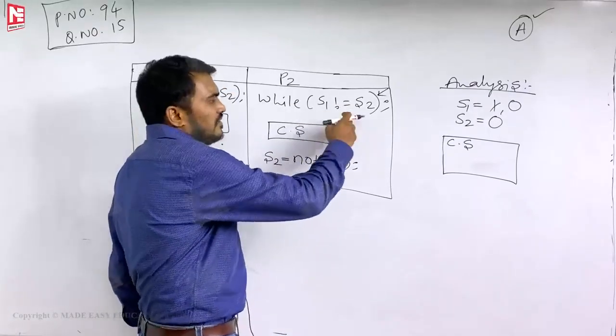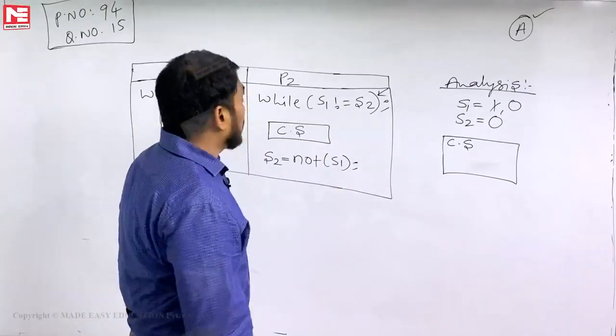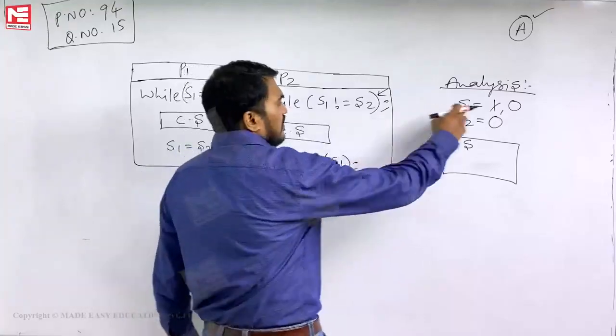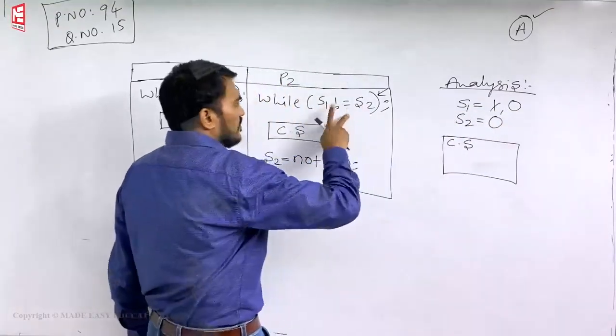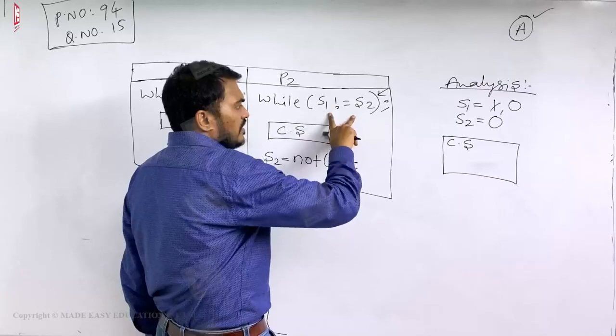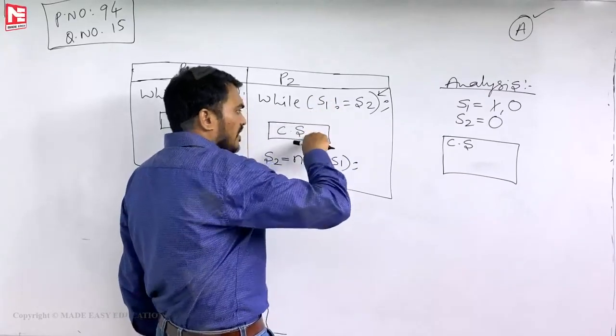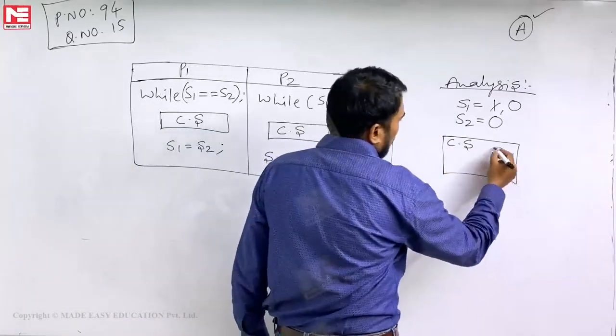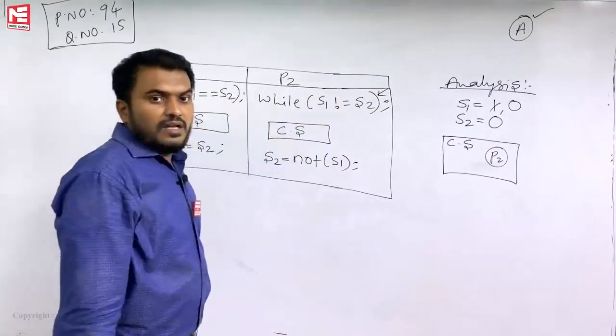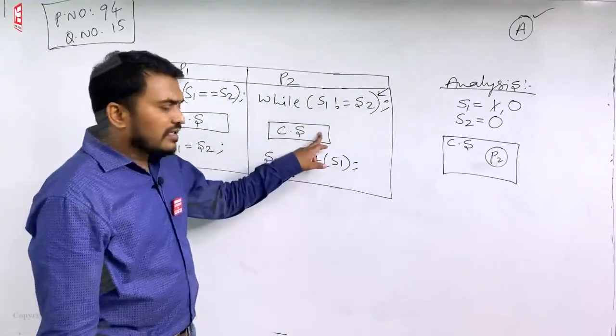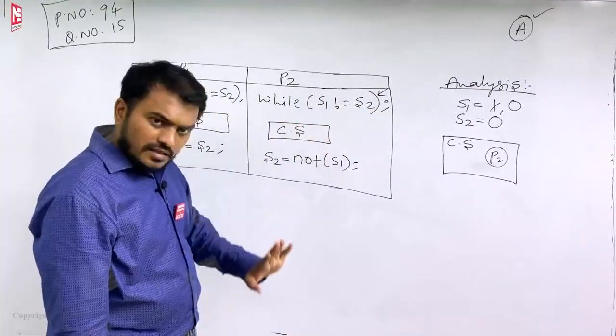So while S1 not equal to S2. Okay, P2 executing this. S1 not equal to S2. S1 value 0, S2 value 0. So 0 not equal to 0, true or false? False. If it is false, it will enter into critical section. So now P2 coming into critical section. Remember, now P2 in the critical section. Let your P2 be in the critical section.